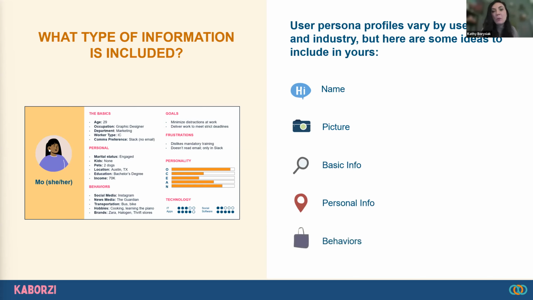Also behaviors. And so you'll see this a lot more, especially when it comes to UX or marketing, but what is Mo doing? Where's Mo hanging out on social? How about the news media? Like, where is Mo getting important information? What's catching her attention today? What about transportation? How's Mo getting around? I see bike, I see bus. Hobbies, what are they doing outside of work that they like to do? Cooking, learning the piano. What are some brands that really resonate with Mo? Those are cool things to think about.